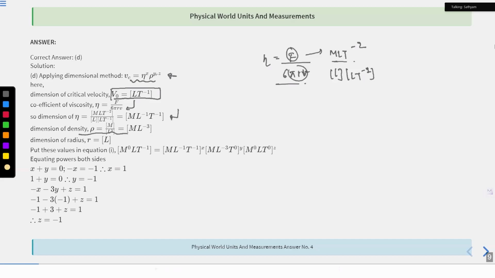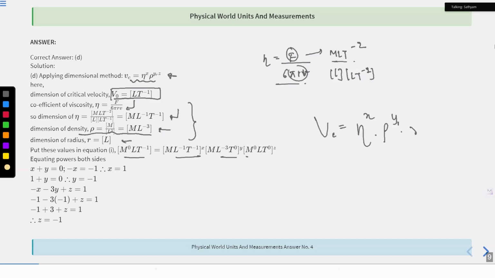Similarly, you have density. Density is M per L cube. You have radius. I hope this part is clear. Now you have to put these values in this fashion, because Vc is equal to eta^x rho^y r^z.